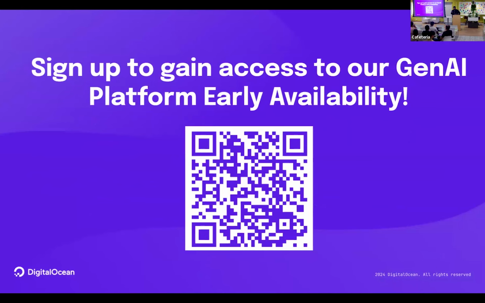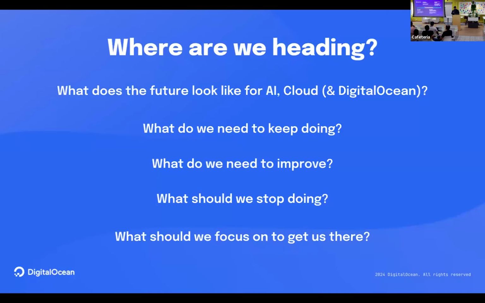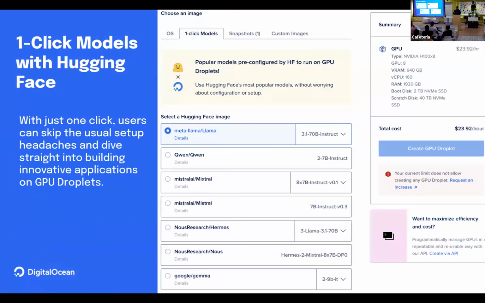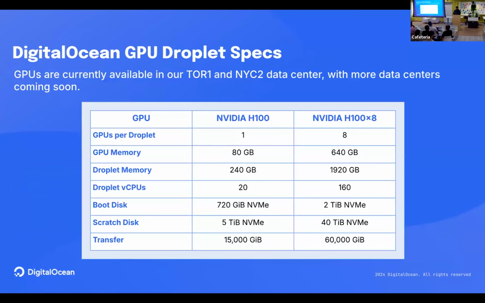With respect to the droplet specs which you showed on the previous screen, I see more data centers coming soon. Are they with the same set of AI accelerators from NVIDIA, or are you going to use competitors' AI accelerators as well, like from AMD and Intel?